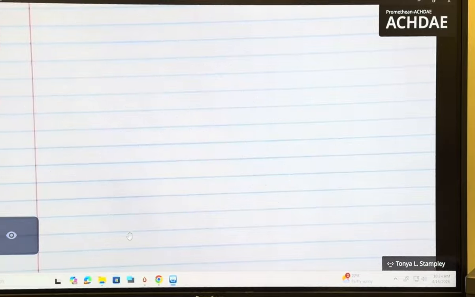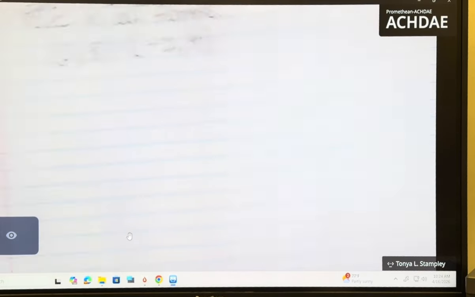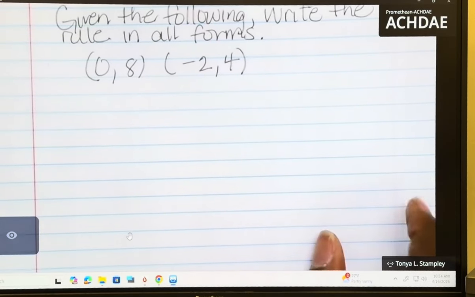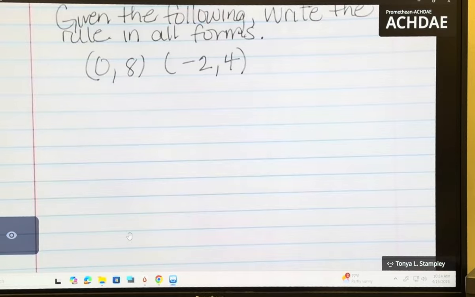All right, let's look at this last one. Given the following, write the rule in all the forms, right? So I was asked if this is a vertex. I didn't tell you it was a vertex. If I tell you it's a vertex, then you can write vertex form, right? But you also don't know your a yet. So how can you fully write the form? So we got a few things we got to find. We got to find this a for all these things, right? So what do I have? I know I have 2 points, but I have a special point. What's the special point that I have? I have a y-intercept.